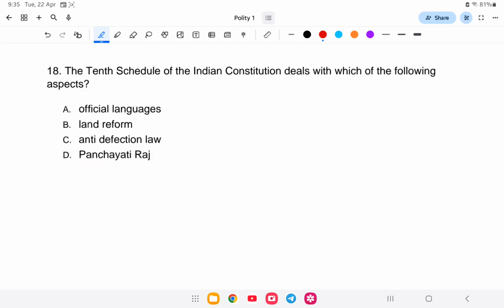The 10th schedule of the Indian Constitution deals with what? The 10th schedule was already explained, that is the 52nd Amendment of 1985. The 10th schedule deals with anti-defection, option C. Anti-defection, for example, is changing from one political party to another.